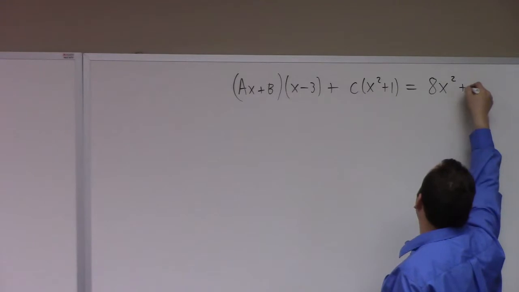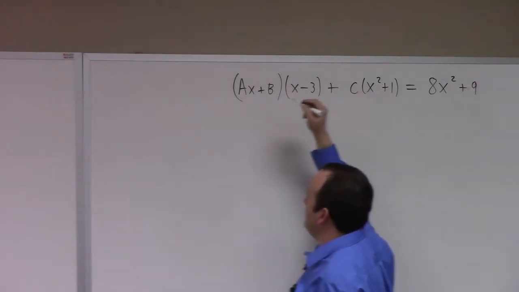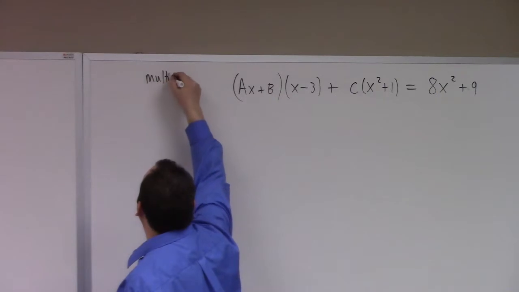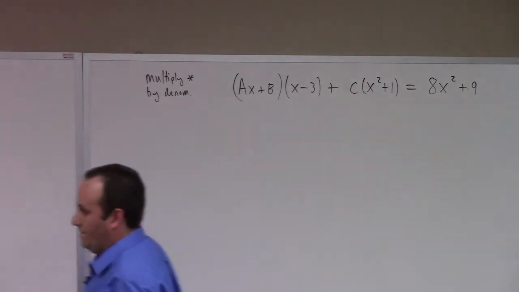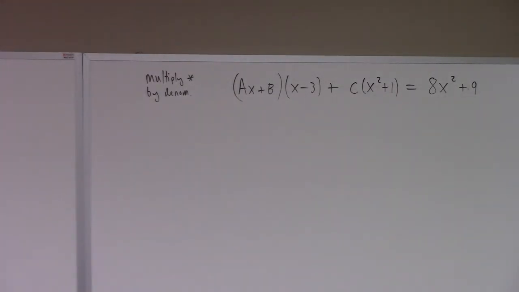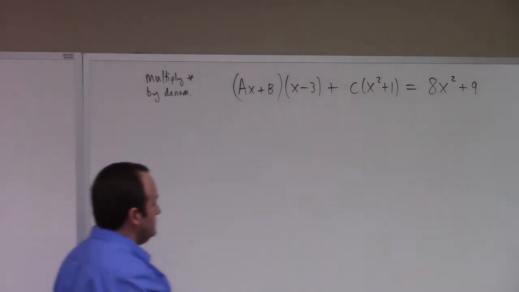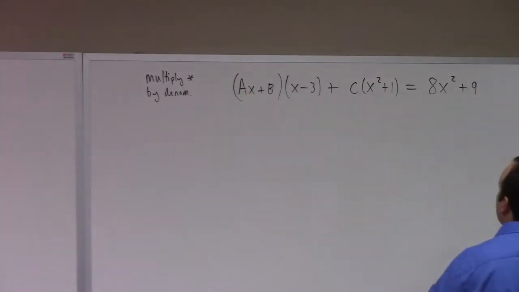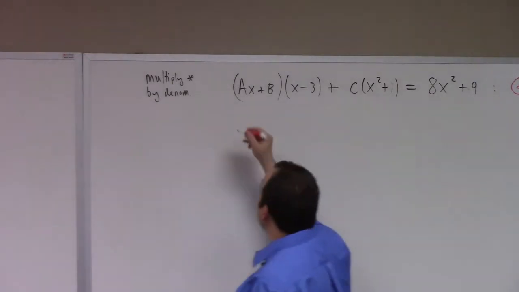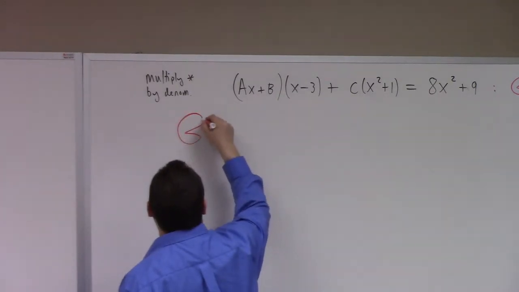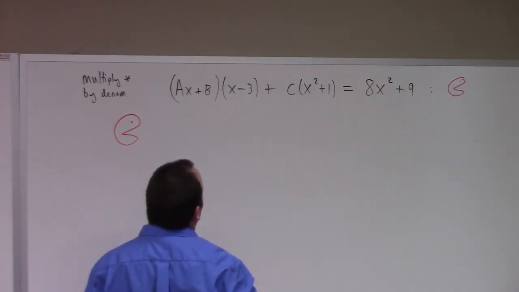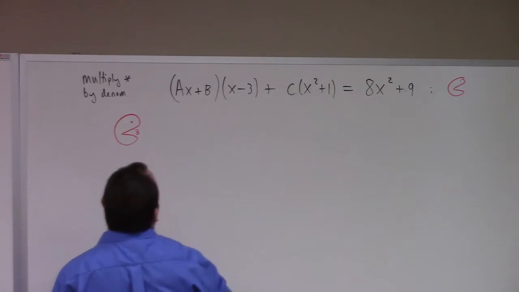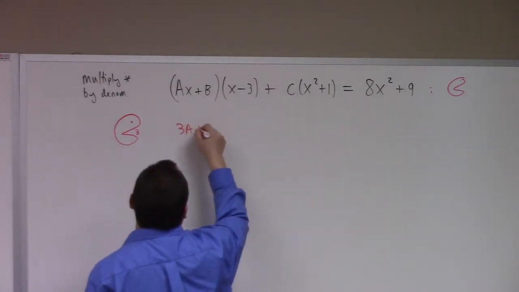8x squared plus 9. So I'm multiplying star by the denominator. I will call this Pac-Man. So what should we feed Pac-Man? I think the easiest thing to feed him is what? 3, yeah. So we have 3a plus b.